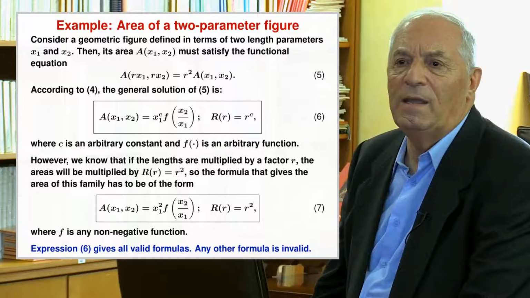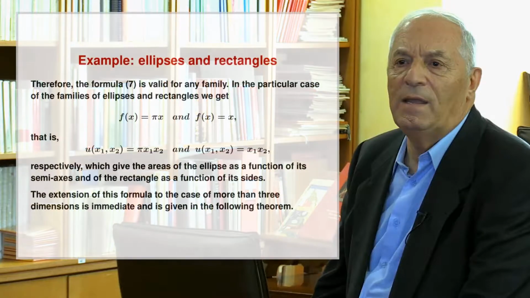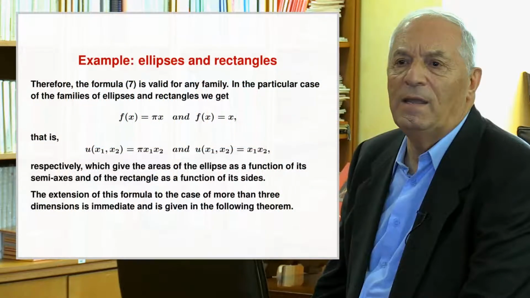Expression 6 not only gives all valid formulas, but says that any other formula is invalid. The reader should think about this, that is common to all functional equations, because they lead to the set of all its solutions, but also indicate that any other function does not satisfy the stated conditions, a property which becomes relevant when modeling. Our next example refers to ellipses and rectangles.